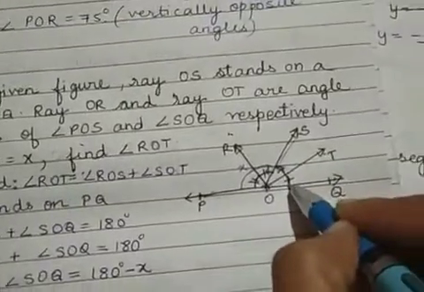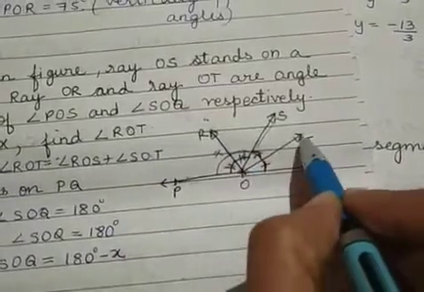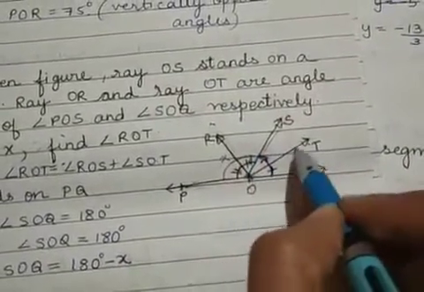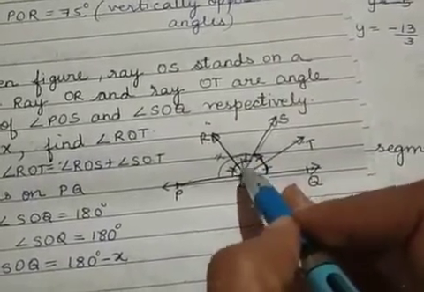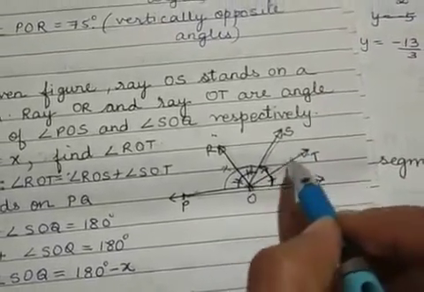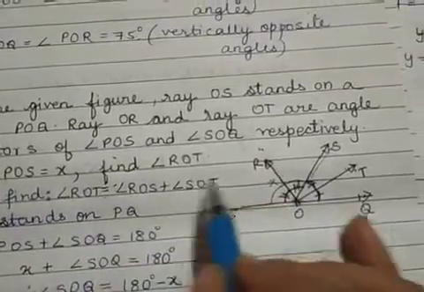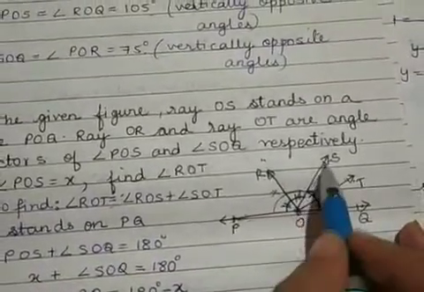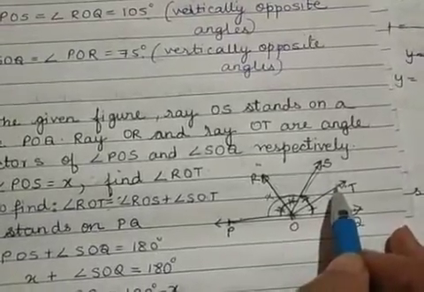So what do I have to find here? We have to find angle ROT. If you look at the figure, angle ROT is made up of two angles. Which are they? They are angle ROS and angle SOT. So angle ROT is equal to angle ROS plus angle SOT.